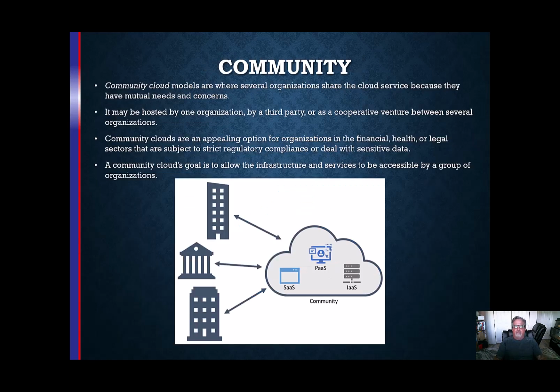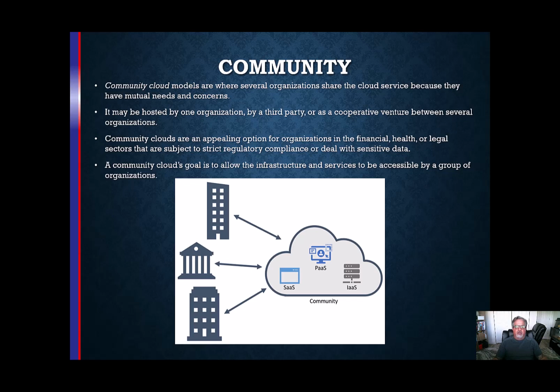Now we also have community clouds. A community cloud is really a cloud model that is not tied to a single organization. This would be a community of organizations that share the cloud services. Why would they want to share cloud services with another organization? Because they have mutual requirements, mutual needs, mutual concerns.